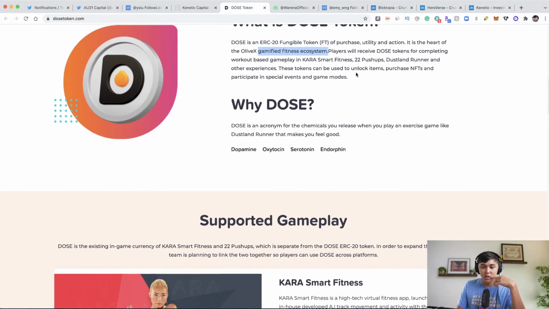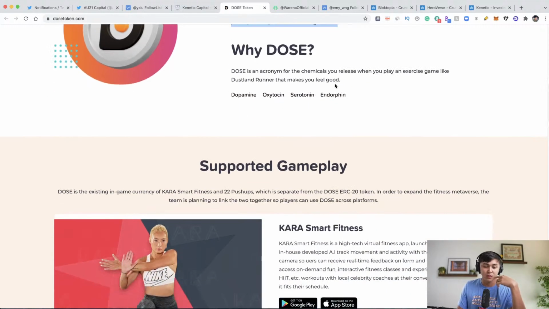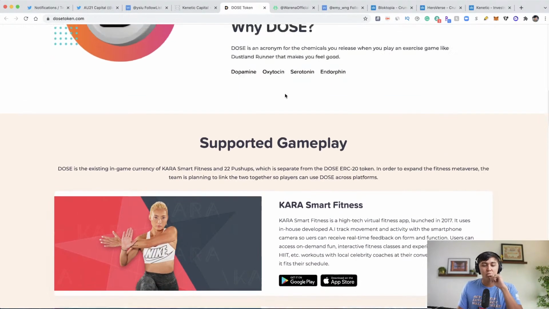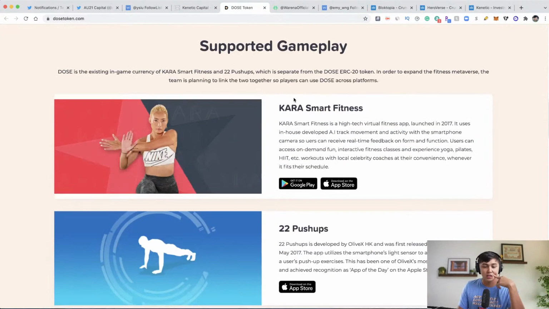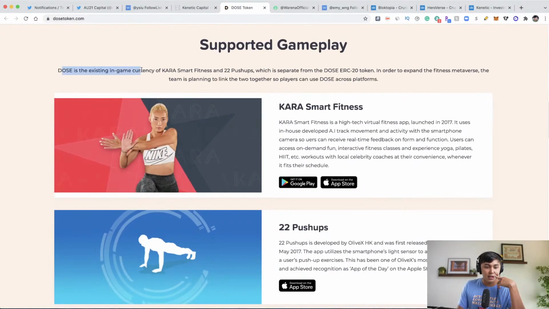Okay, players will receive Dose tokens for completing workout-based gameplay in Kara Smart Fitness, 22 Push-ups, Dustland Runner, and other experiences. These tokens can be used to unlock items, purchase NFTs, and participate in special events and game modes. That's fun. That's cool. So you're actually rewarding physical fitness. Dose is an existing in-game currency of Kara Smart Fitness and 22 Push-ups, which is separate from Dose ERC20. Okay. So it looks like there's some third parties, or at least they were a third party for some other type of smart fitness.